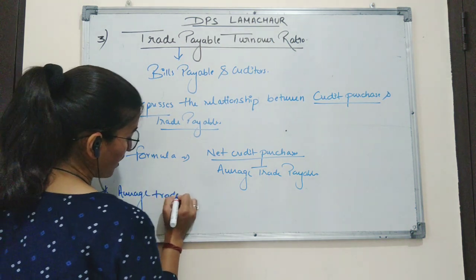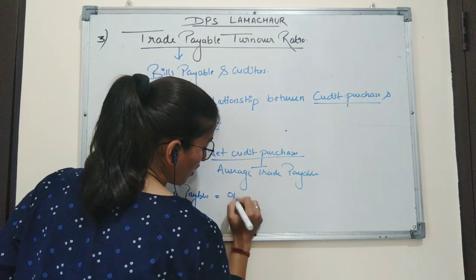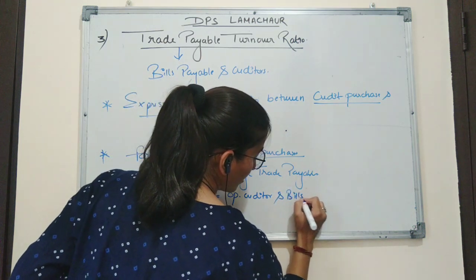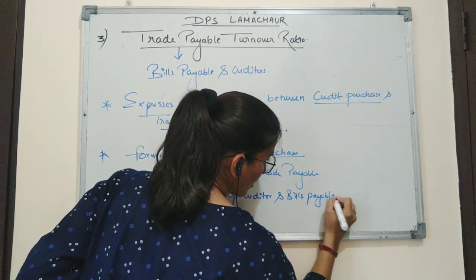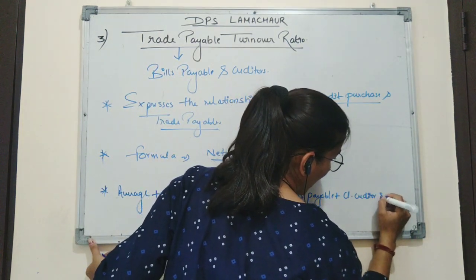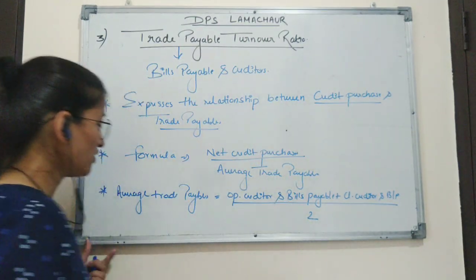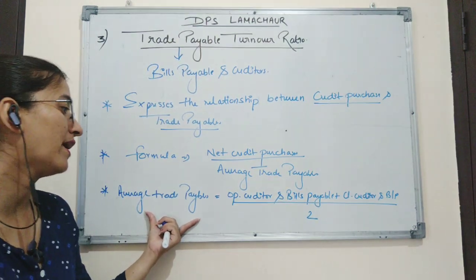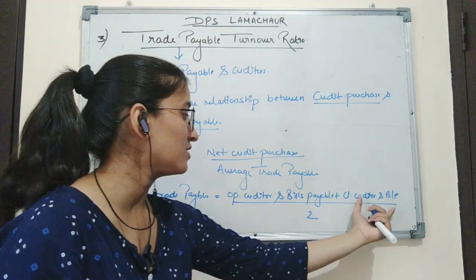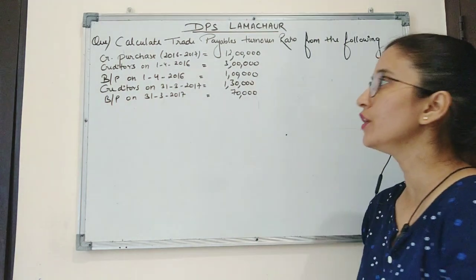average trade payables is equal to opening creditors and bills payable plus closing creditors and bills payable divided by 2. So average trade payables can be found out by adding opening creditors plus bills payable plus closing creditors and bills payable divided by 2. Here is the question based on the trade payables turnover ratio.